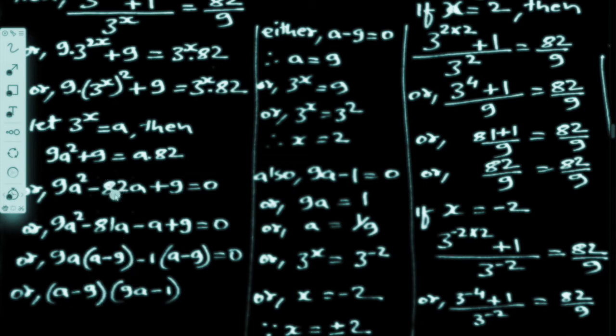From this expression, we can easily get the value of a as well as x. Take the first factor. The first factor is a minus 9. Here, either a minus 9 equals 0.